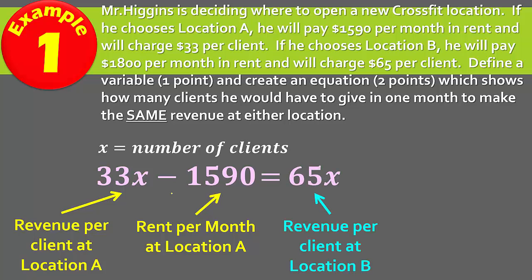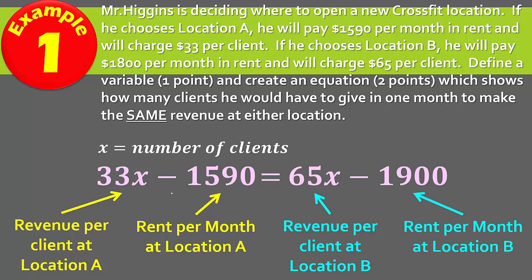So 65x, because that's the revenue per client at location B, minus the rent there, which is $1,900. And that's it. That's all you have to do to set this up, is get the variable with the matching rent. Make sure you subtract the rent, not add it. So it's important to remember this, because what we're trying to figure out is our profit at either company after paying our expenses, which is in this case just the rent, just the space. Alright, so after we bill our clients, get paid, and then pay our bills, how do we determine what amount of clients are going to cause our profit to be equal?